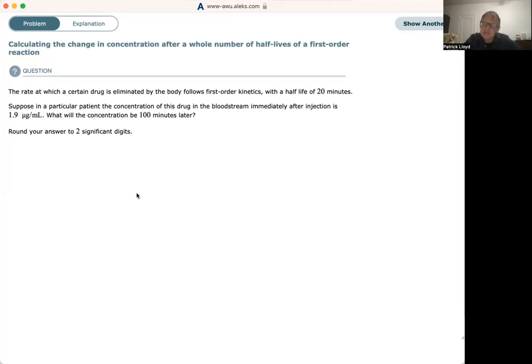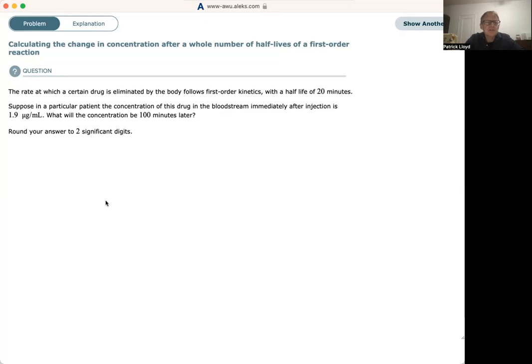The second point I want to make is that it also depends on the order of the reaction. If it's a second order or zero order, we would use a different equation. We would use a different approach, not a different approach, but a different specific equation. What I'm going to show you here only works for first order, okay?